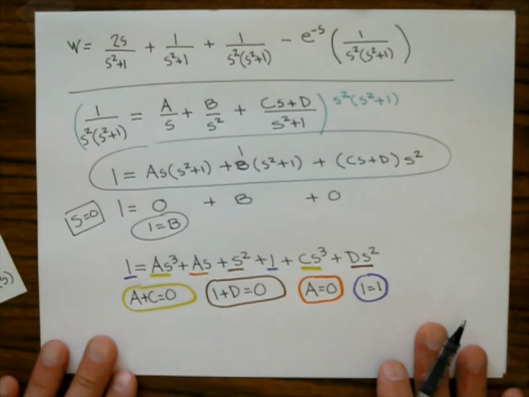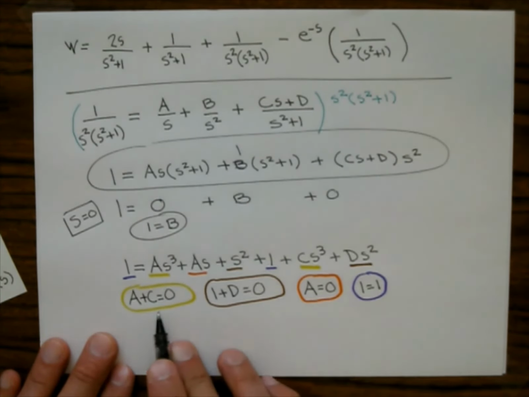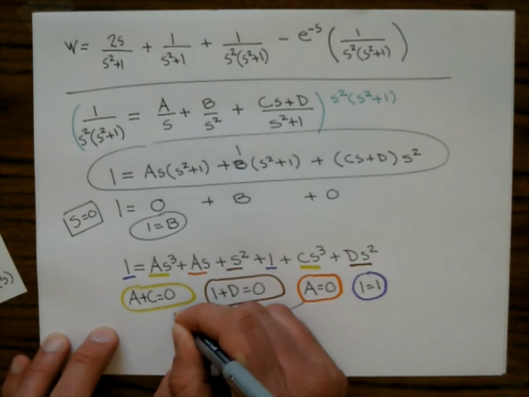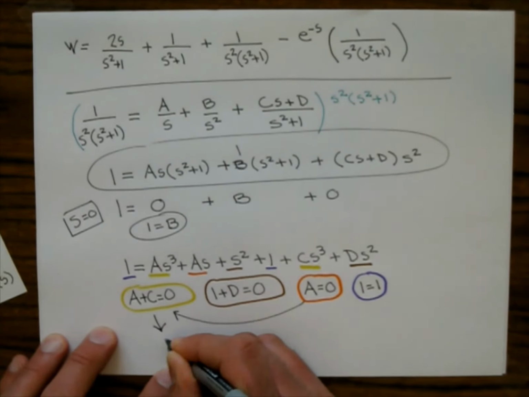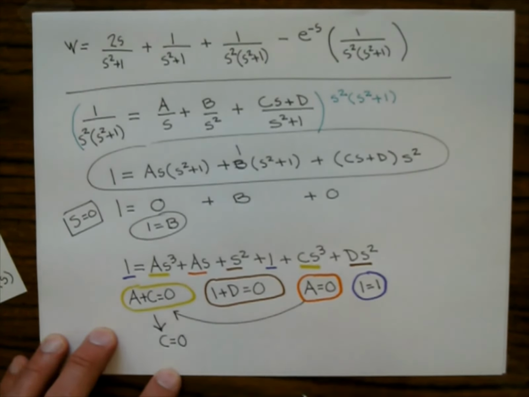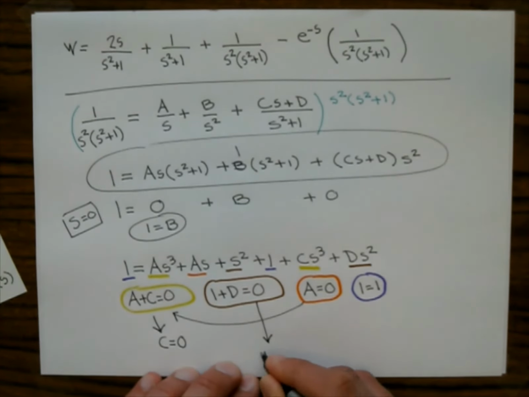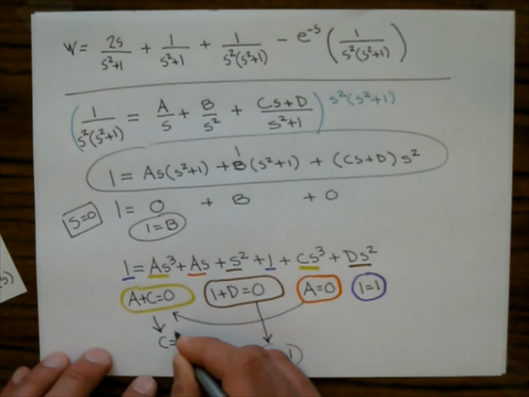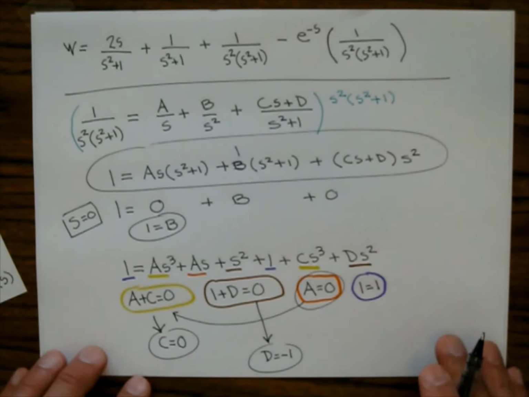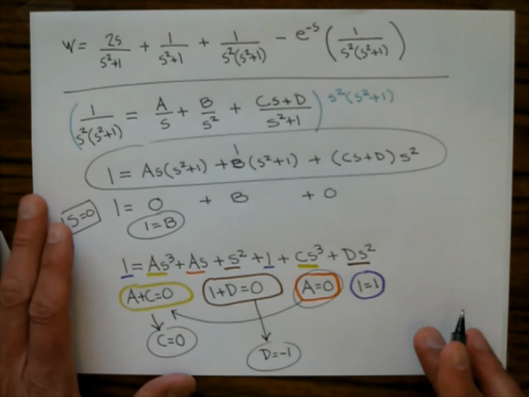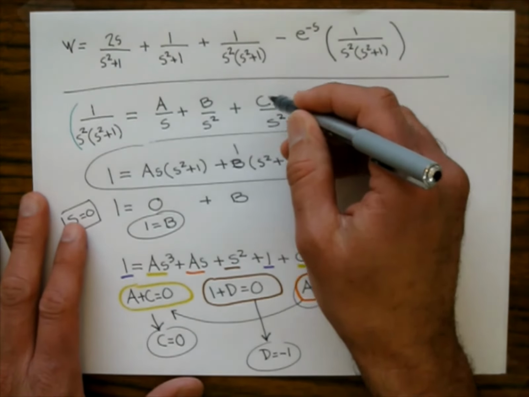What does that tell you about another letter here? C. Look at this. If you put this over here, this tells you that C is 0. This one here tells you that D is -1. So let's circle those, and that one's already circled.